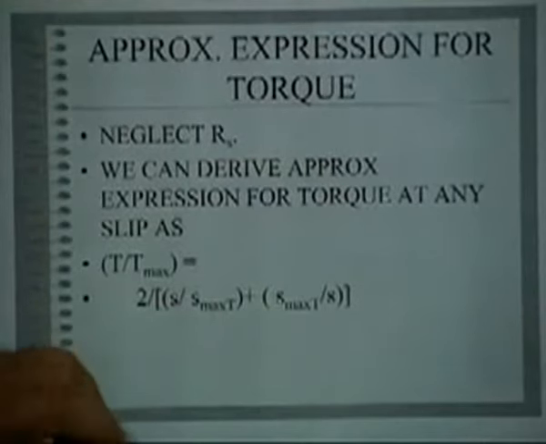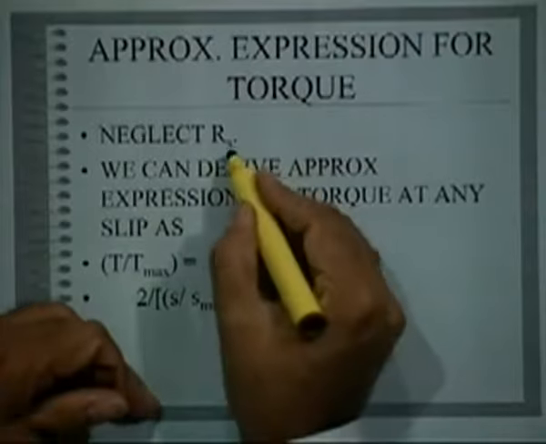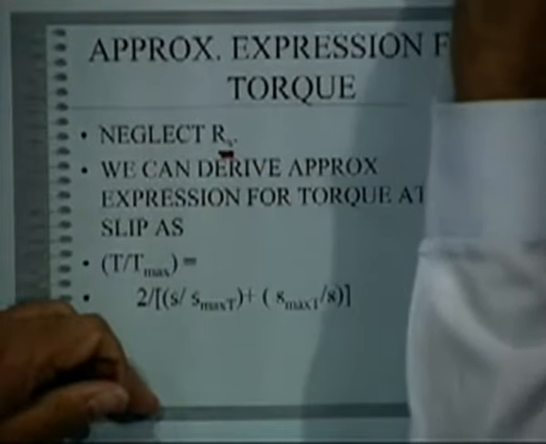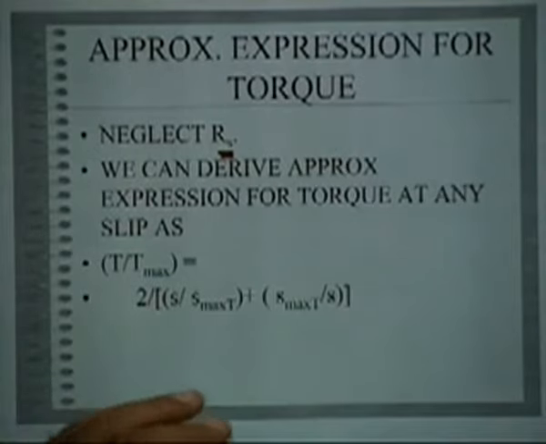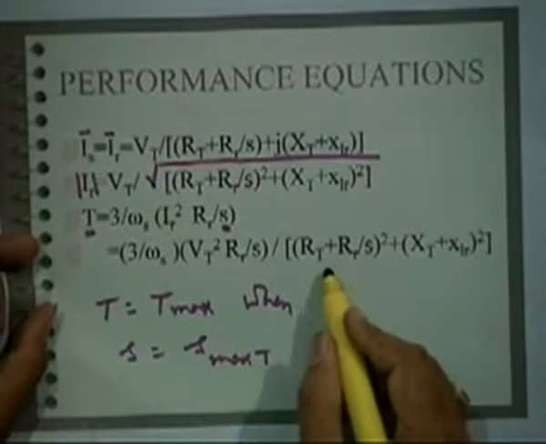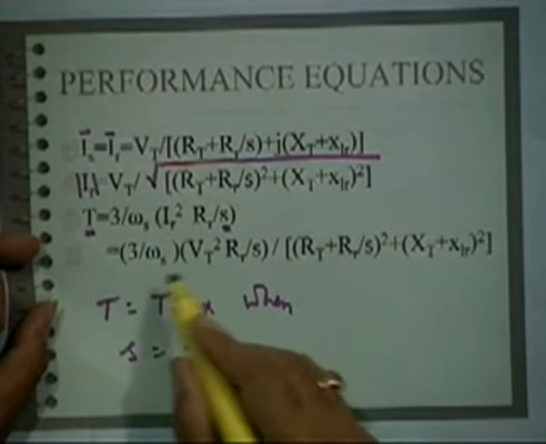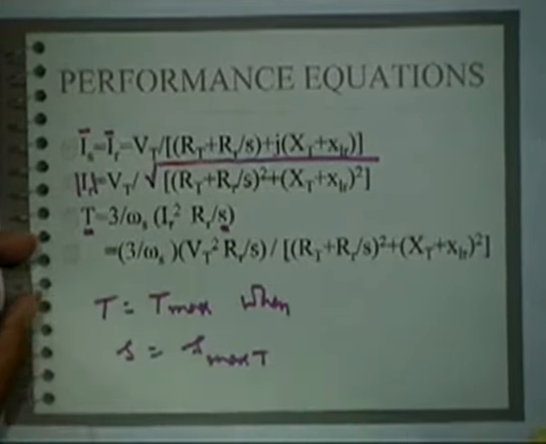Okay. Now, from the Thevenin equivalent circuit that we have got, we can get an approximate expression for torque. This is a derivation I suggest you can try. You have an expression for torque, you neglect the stator resistance, right? You neglect the stator resistance and then you find out the torque. Okay, then you know the T max expression.